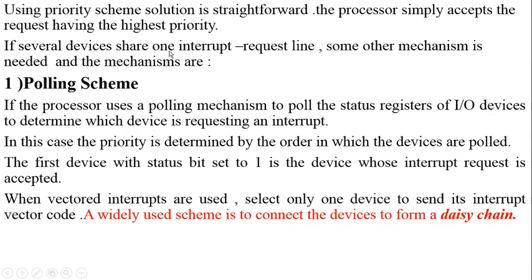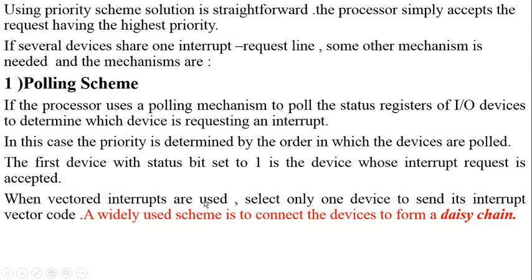If several devices share one interrupt request line, some other mechanism is needed, and the mechanism is the polling scheme. The processor uses a polling mechanism to poll the status register of I/O devices to determine which device is requesting an interrupt. In this case, the priority is determined by the order in which the devices are polled. The first device with status bit set to 1 is the device whose interrupt request is accepted.